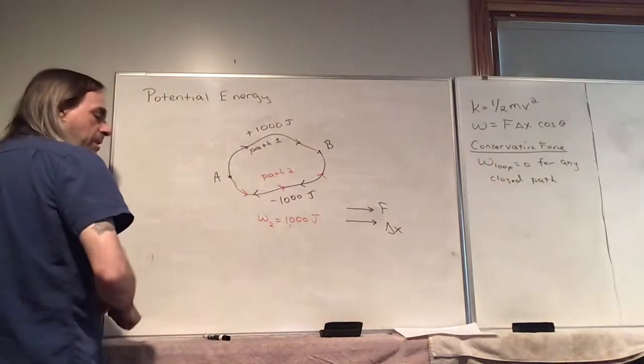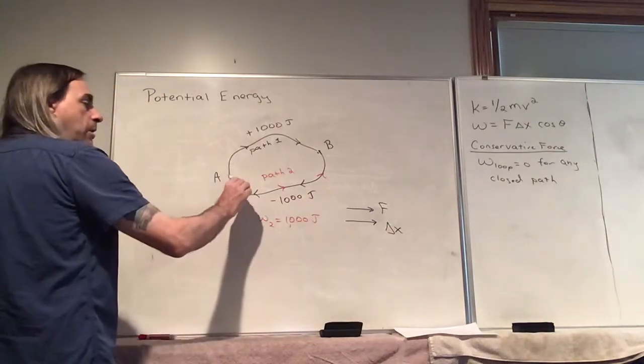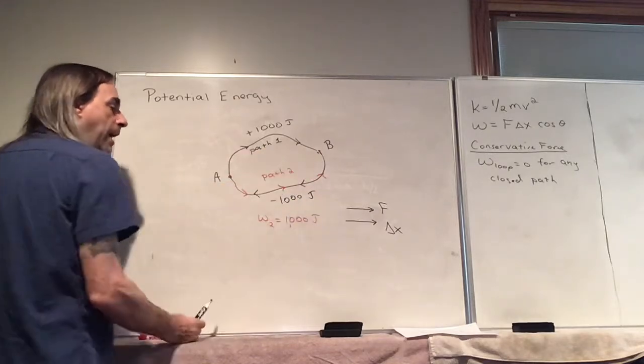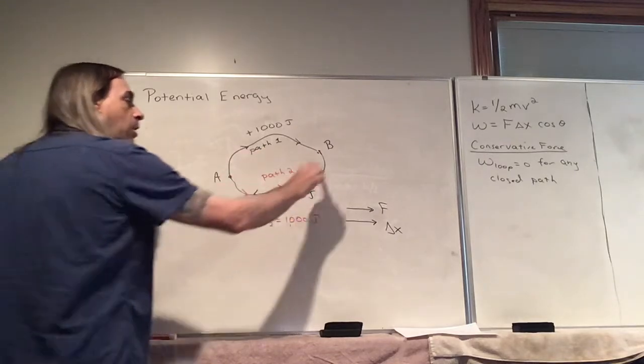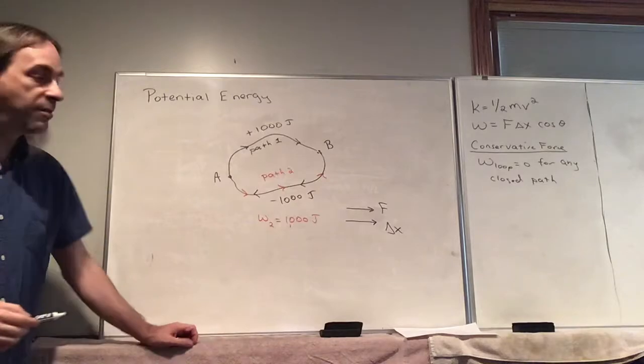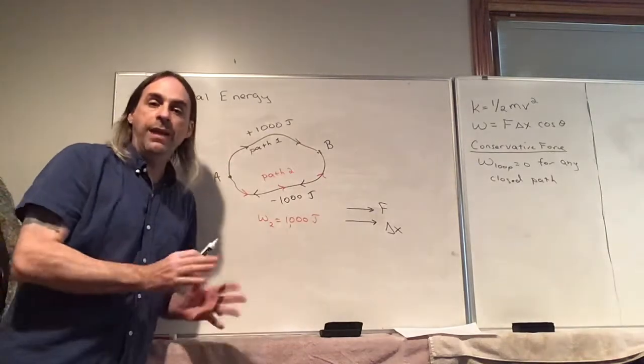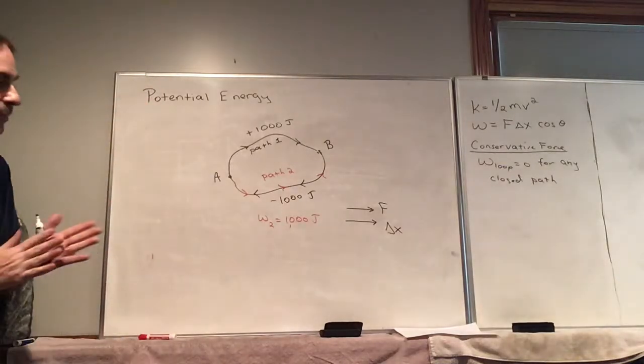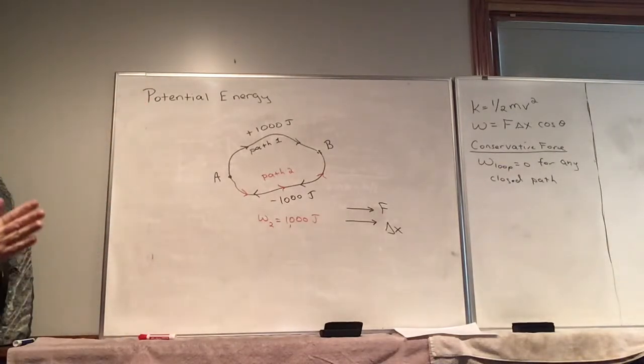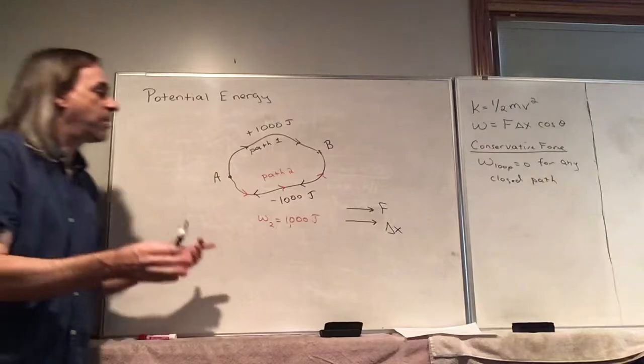And so the key here is that the work along this path connecting A and B is 1,000 joules, and the work along this other path connecting A and B is 1,000 joules. They are the same. And that is the important result here. That's true for any conservative path, any conservative force.